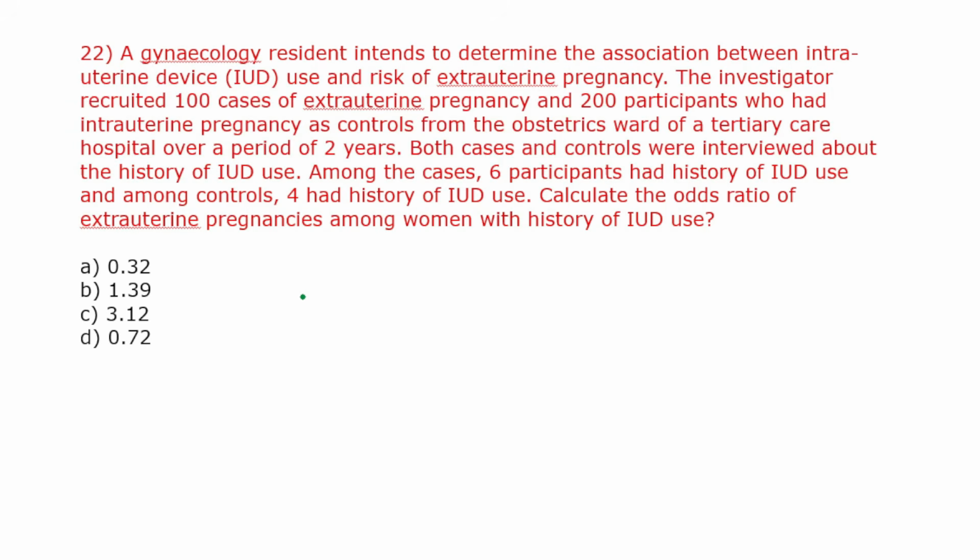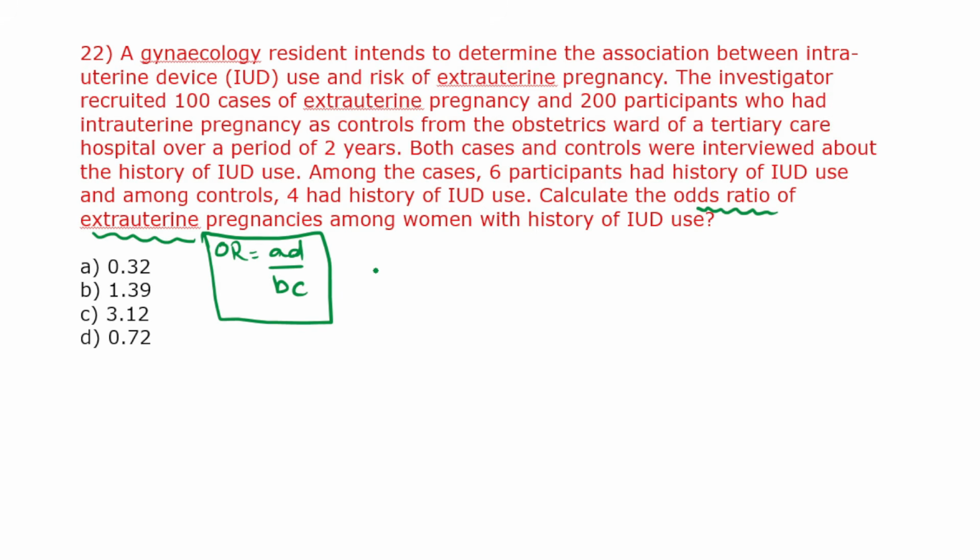Let's see how we calculate the odds ratio. They have asked the odds ratio of extrauterine pregnancies. What is the formula for odds ratio? Odds ratio is equal to AD by BC. Please remember this formula of odds ratio. In the previous question, we saw the formula of relative risk and how to calculate it. Now, odds ratio is equal to AD by BC. What is A, what is D, what is B, what is C?